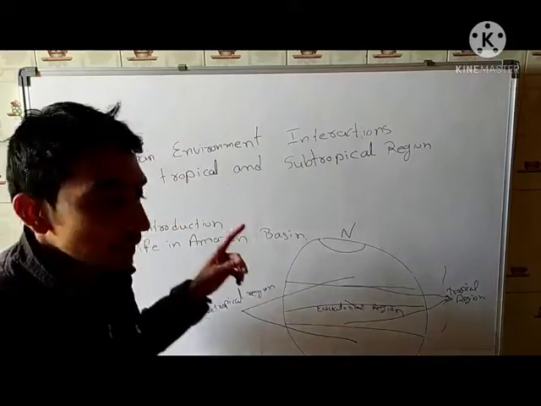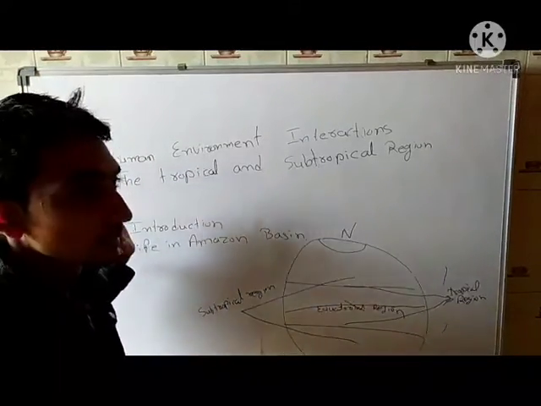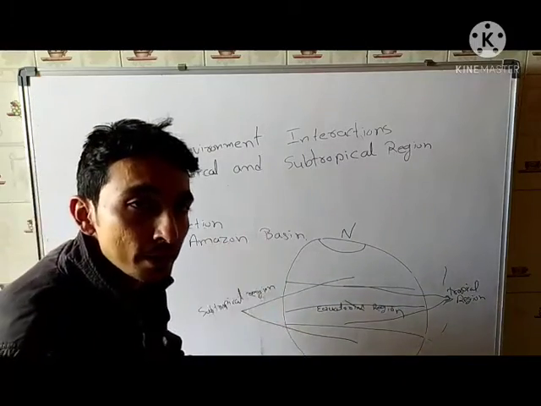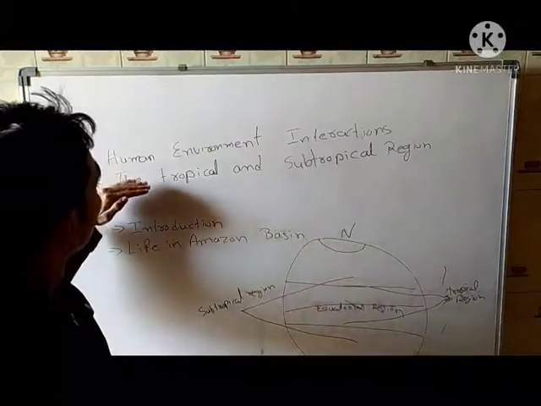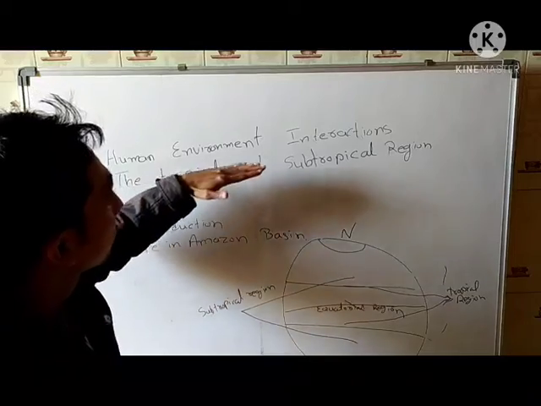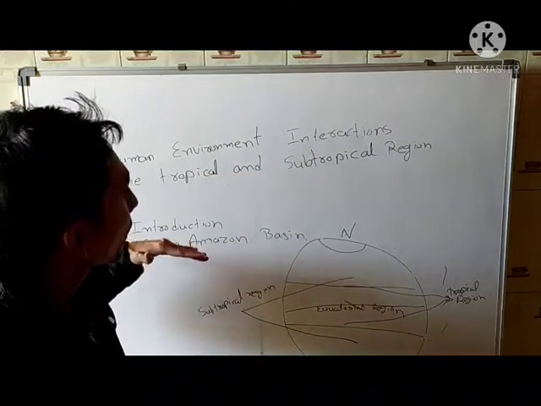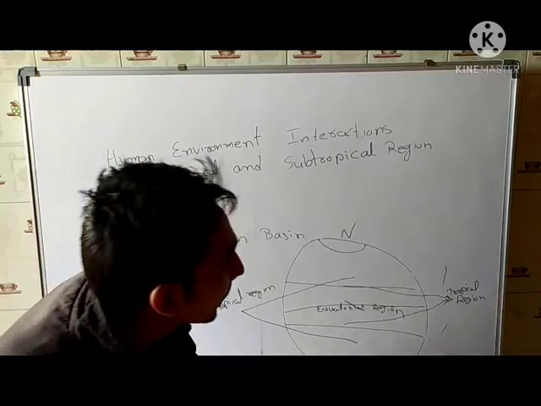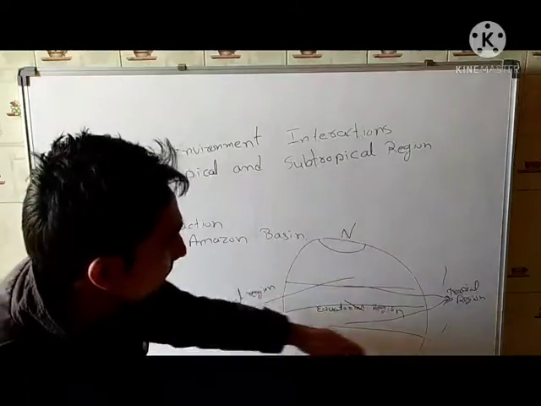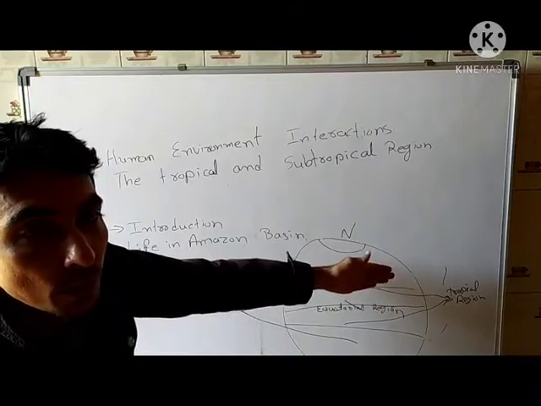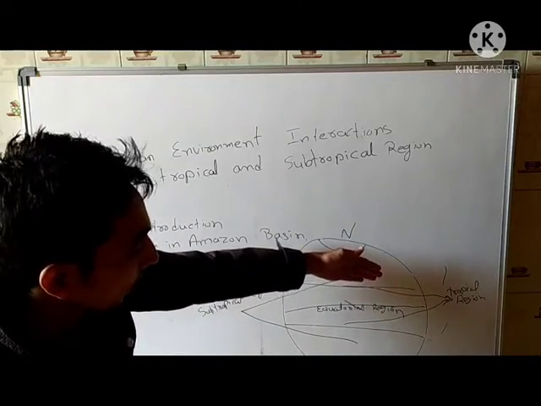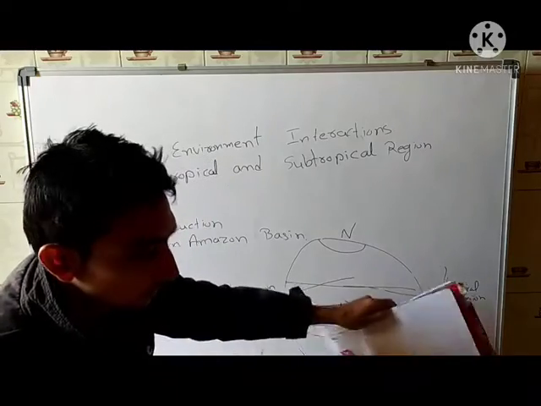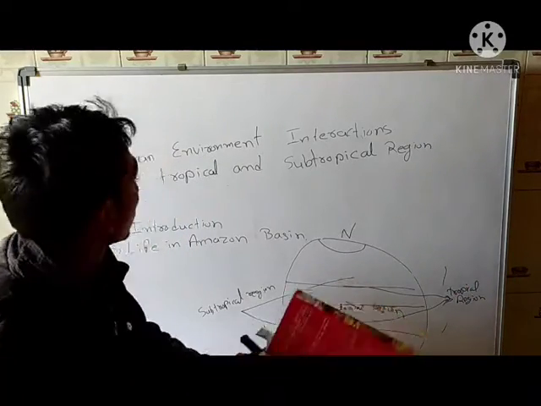Today I am going to explain our chapter, which is combined with the previous chapter, and that is human environment interactions, the tropical and subtropical region. Now, what is human environment? As I told you, I'll explain this drawing, this figure, but let me first explain this title, human environment.